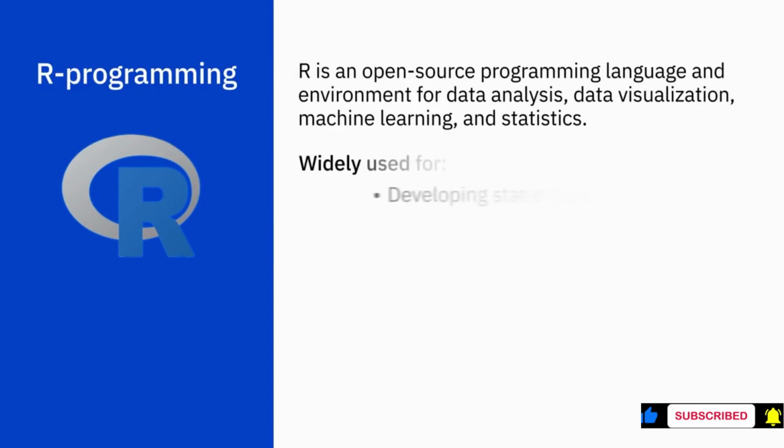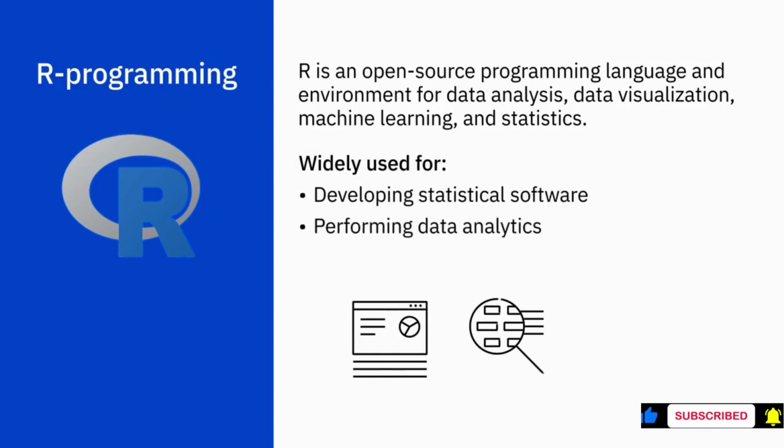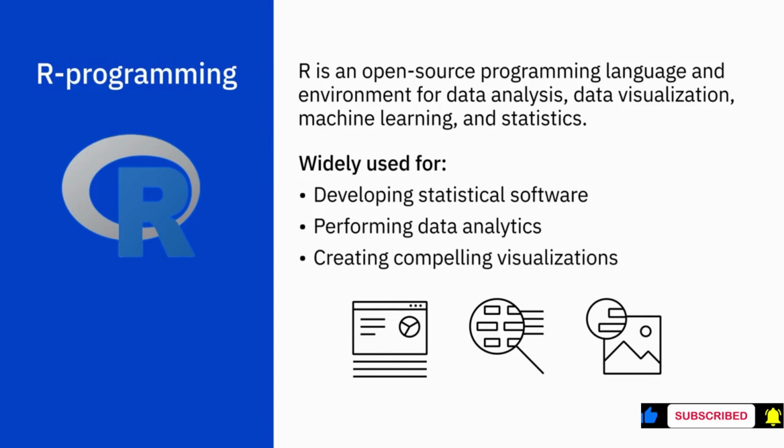R is an open-source programming language and environment for data analysis, data visualization, machine learning, and statistics. Widely used for developing statistical software and performing data analytics, it is especially known for its ability to create compelling visualizations, giving it an edge over some of the other languages in this space.